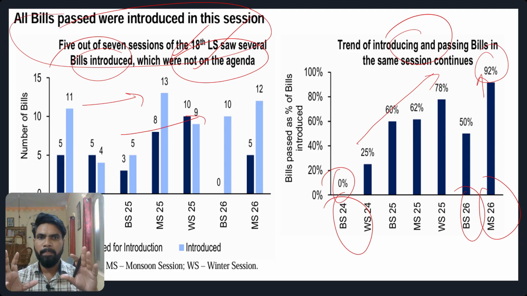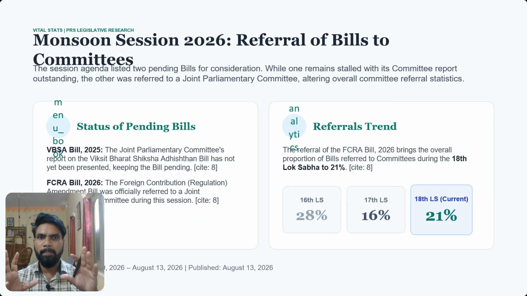One way you can say it is a good thing, but in another way, when you look at the quality of legislation, that will definitely be impacted or affected.